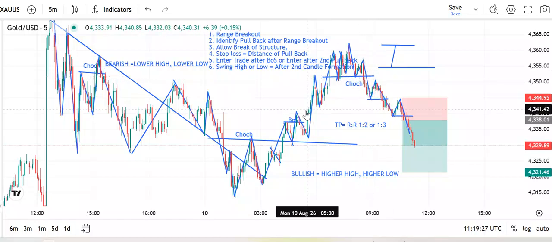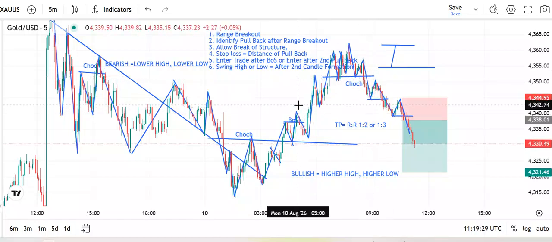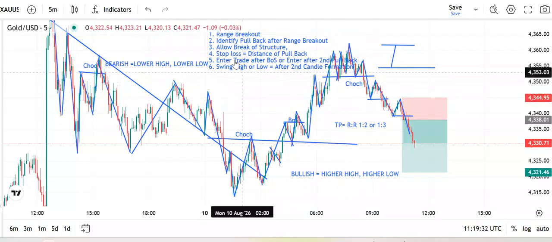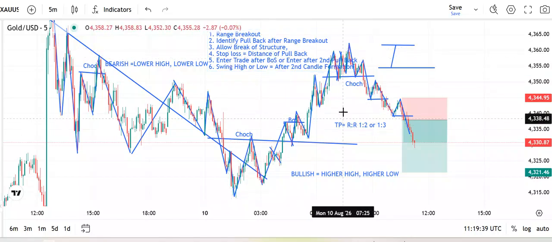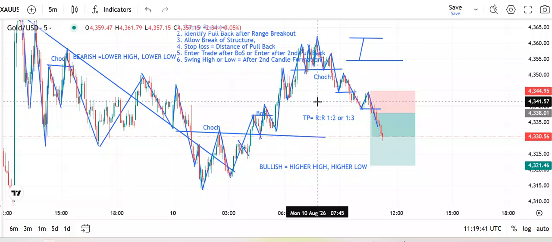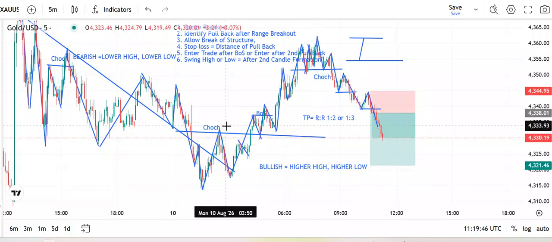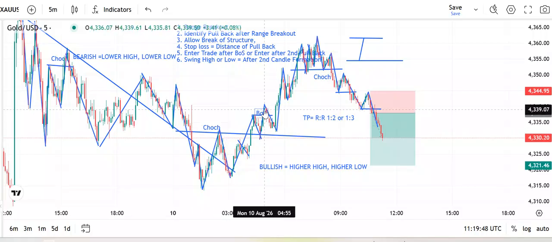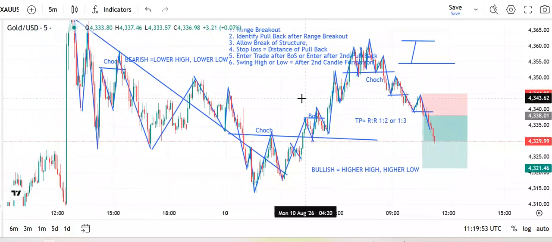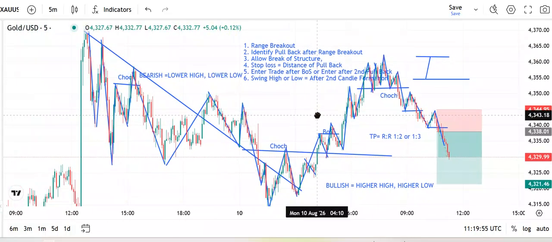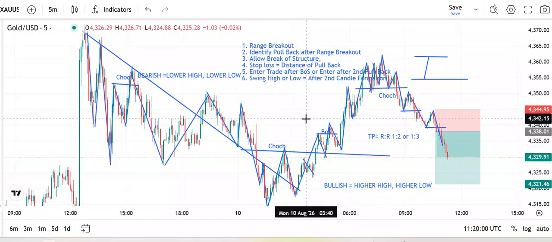It works on all time frames. But identify range breakout, identify pullback after range breakout, allow breakout structure, stop loss. It's not a perfect strategy, but at least you might have more wins than losses. But try it out on a demo account first before you start on your live account. Try it out on a demo account. It works for forex pairs, works for gold, works for volatility indices.